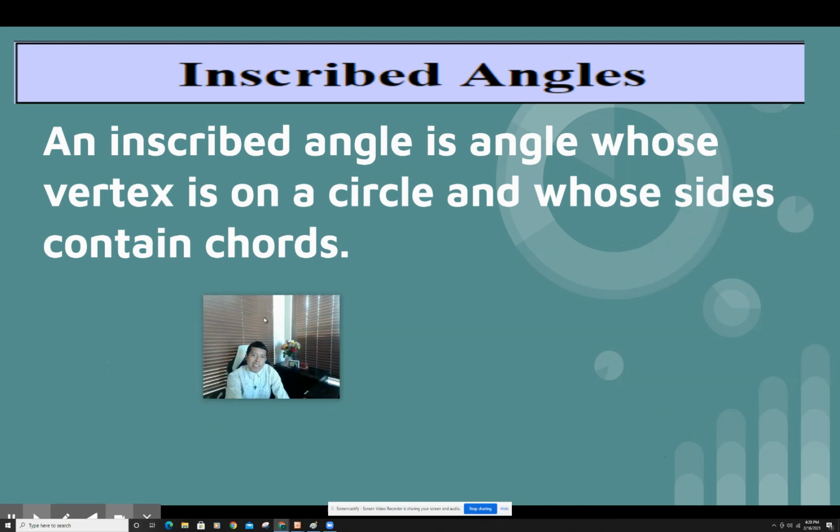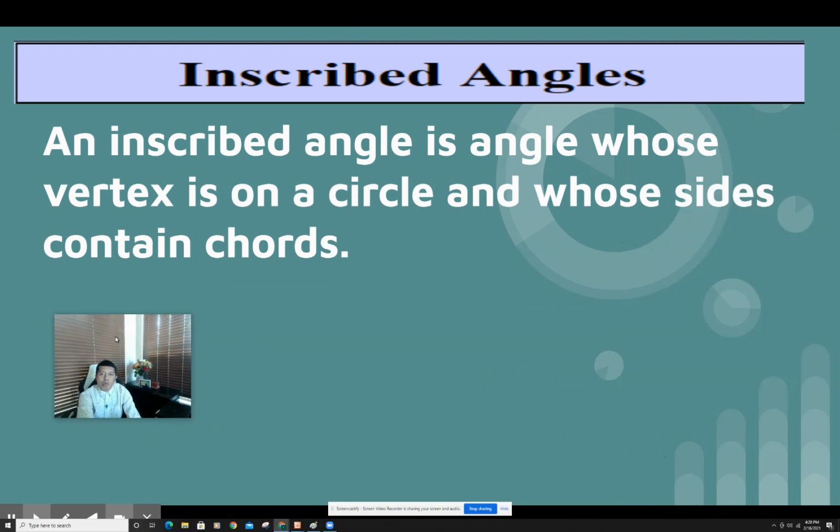Now, our second topic today is about inscribed angles. An inscribed angle is an angle whose vertex is on a circle. It's no longer at the center, it's on the circle, and its sides contain chords. When we say chords, the endpoints are on the circle. At the same time, it's inscribed when the vertex is on a circle.